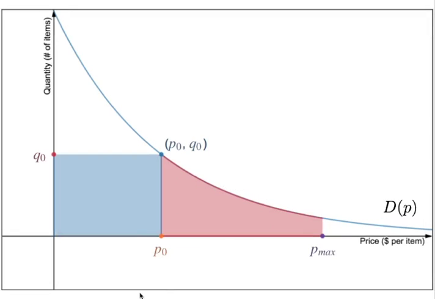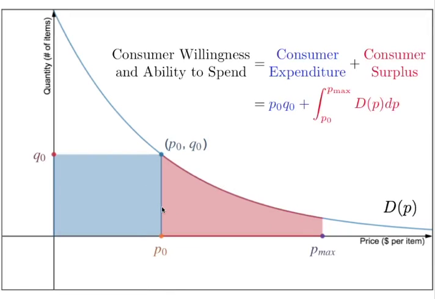When you put the consumer expenditure and the consumer surplus together, you have something called the consumer willingness and ability to spend. So this is equal to the consumer expenditure plus the consumer surplus. So the consumer willingness and ability to spend is the area of the blue region added with the area of the red region.